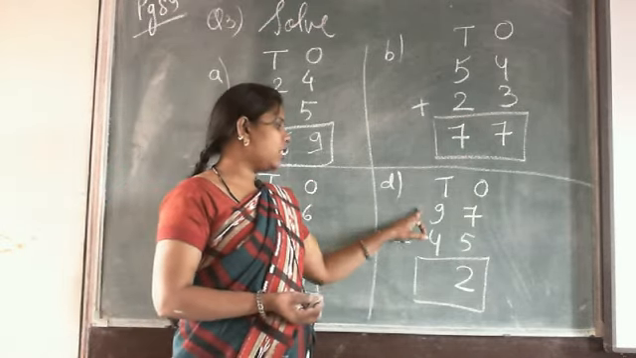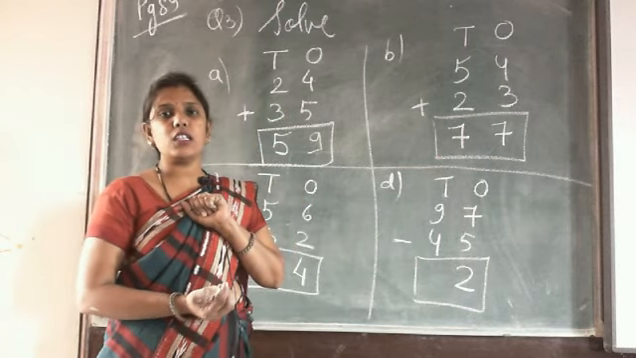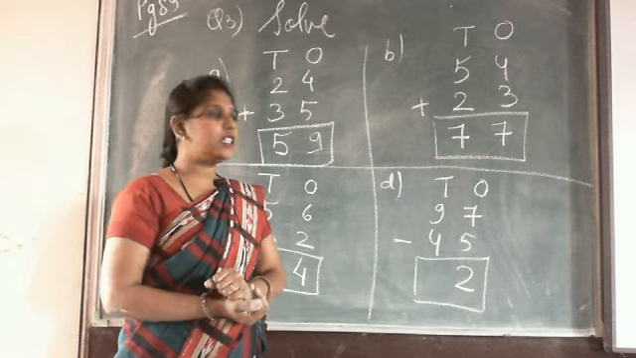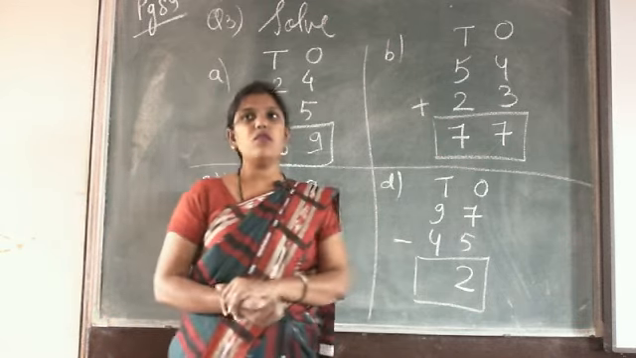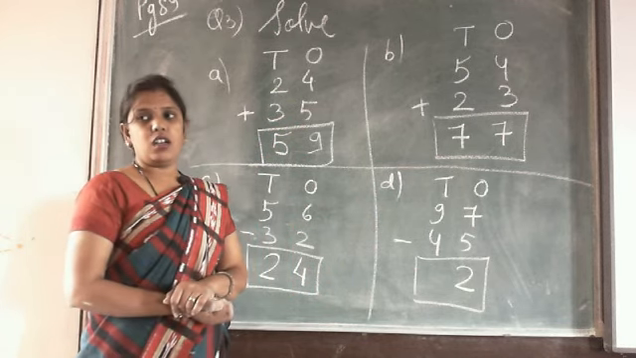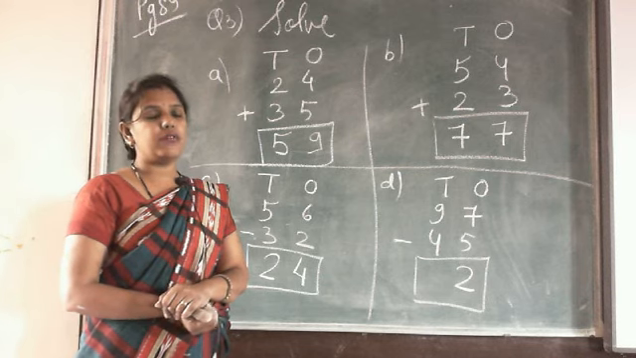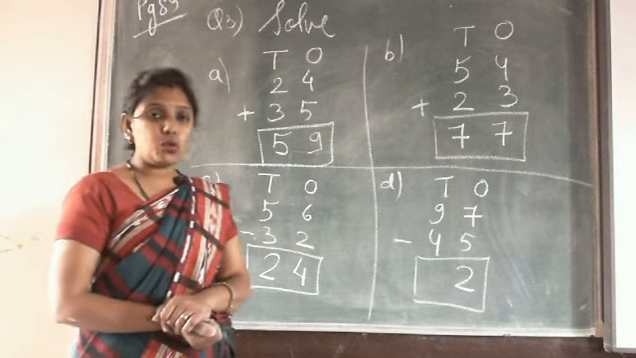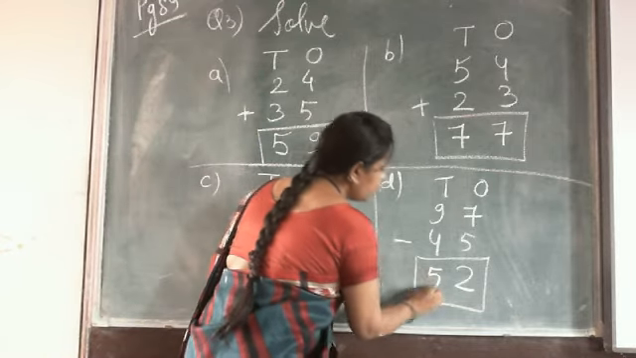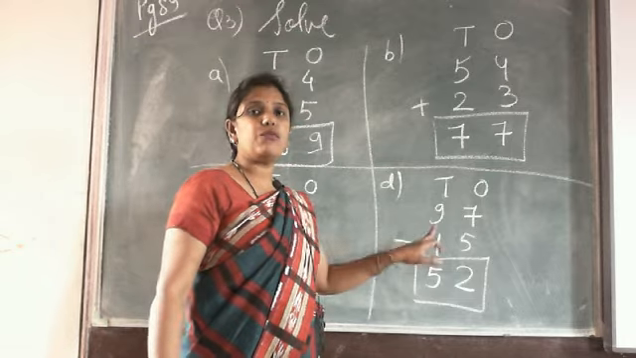Now you have to subtract the digit at tens place. So the digits are 9 minus 4. First take out 9 fingers. Yes. Now close 4 fingers. Now count the remaining fingers. How many fingers remain? 1, 2, 3, 4, 5. So 9 minus 4 is 5. So 97 minus 45 is 52.